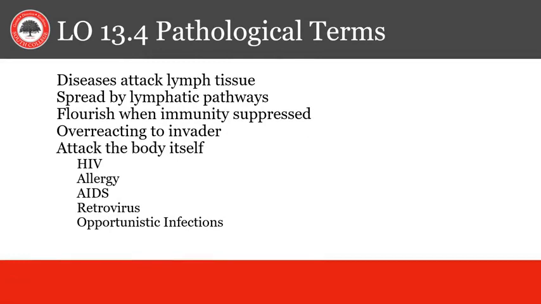The pathological conditions of this system include one you likely have heard of, which is HIV, or human immunodeficiency virus, which can lead to AIDS, or acquired immunodeficiency syndrome. The immune system can become overactive and cause allergic reactions or become weakened due to diseases like AIDS or cancer, leading to opportunistic infections, or pathogens that would not normally infect the body if the immune system was normal.